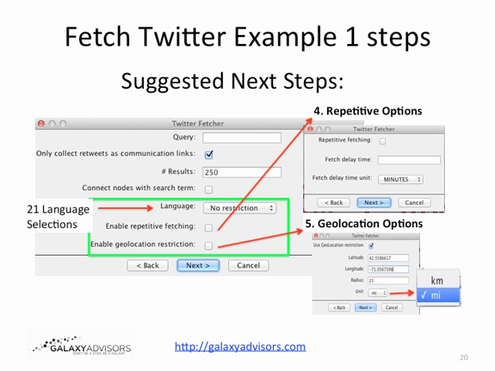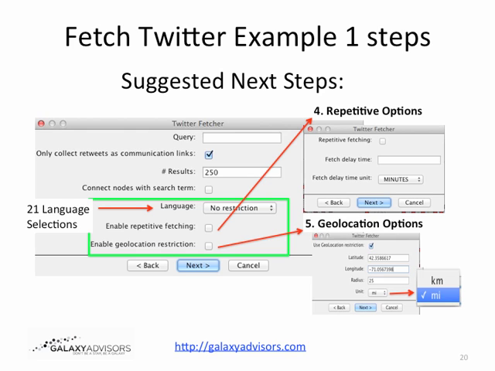Some suggested next steps would be to go back and repeat a fetch, but this time you can select a language. There are 21 language selections, including no restrictions. You could also enable repetitive fetching with a time delay. You could also enable a geolocation restriction and put a geofence around it. But in that case, you need to know the latitude and longitude. And I haven't met anybody who knows the latitude and longitude right off the top of their head.